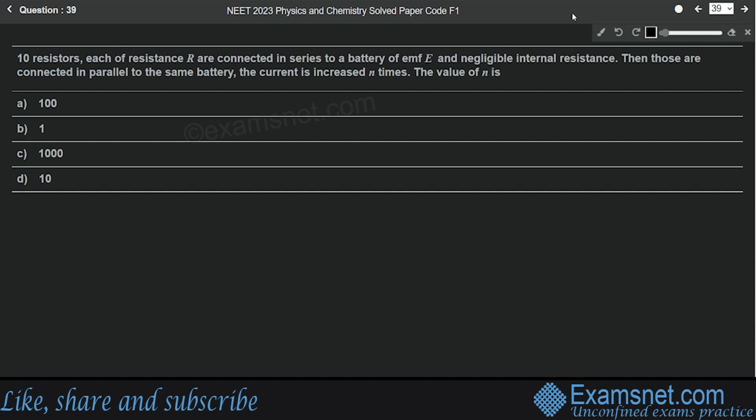Now question number 39 is from the chapter current electricity, and the question is: 10 resistors, each of resistance R, are connected in series to a battery of EMF E and negligible internal resistance. Then those are connected in parallel to the same battery. The current is increased n times. The value of n is? So we have two situations here. In the first situation, there is a series combination of resistances. Series combination of how many resistances? 10 resistors, so the equivalent resistance will be equal to 10R because 10 resistors are connected in series.